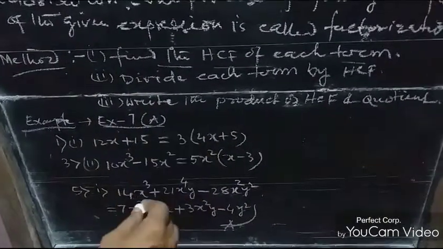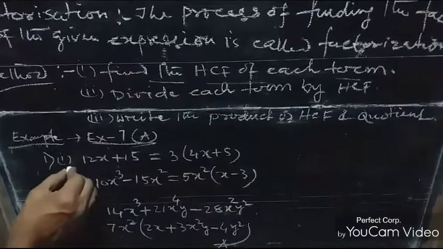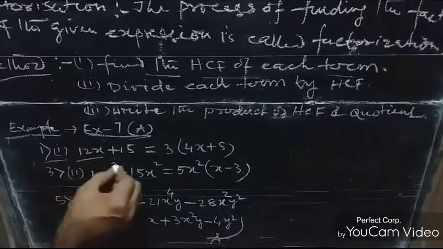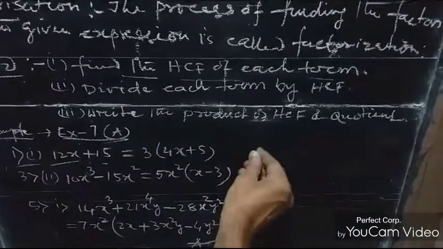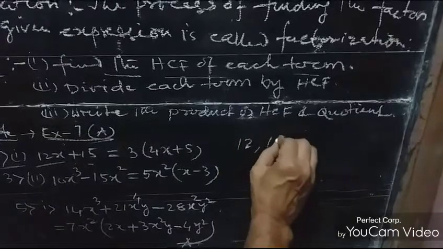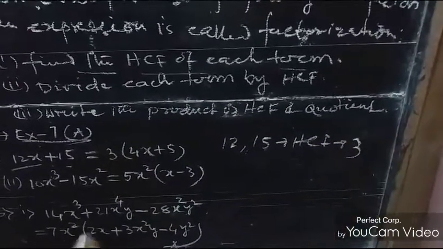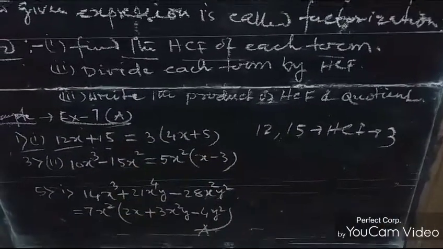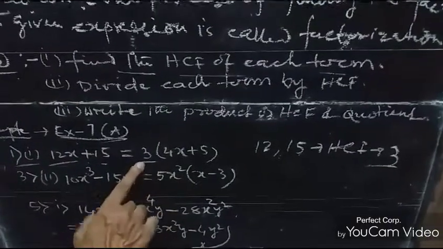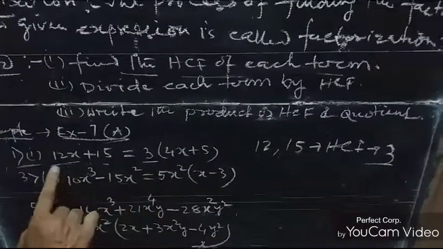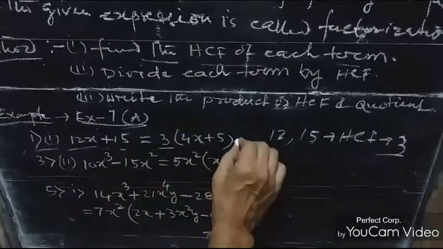Now, giving an example, go directly to exercise number 7a. Take question 1: 12x plus 15. We find the HCF of 12 and 15. The HCF is 3, and there are no other common factors. Each term is divided by this HCF, so 12x becomes 4x, and we get 3 times (4x plus 5). And this is your answer.